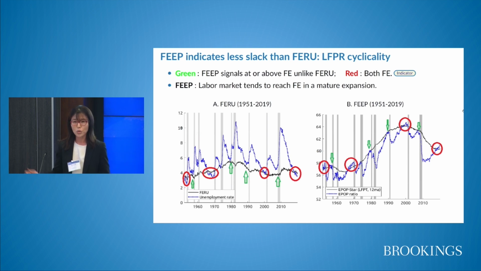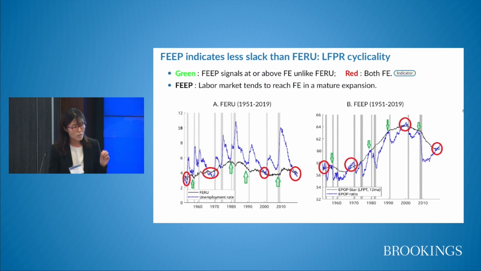And panel B shows the employment-to-population ratio and the FEEP EPOP ratio, the black line. The red circles capture the period when both FEEP and FIRU say that we are at or above full employment. But the green arrows depict the period when FEEP says that we are at full employment, but FIRU says that we are not there yet, okay?